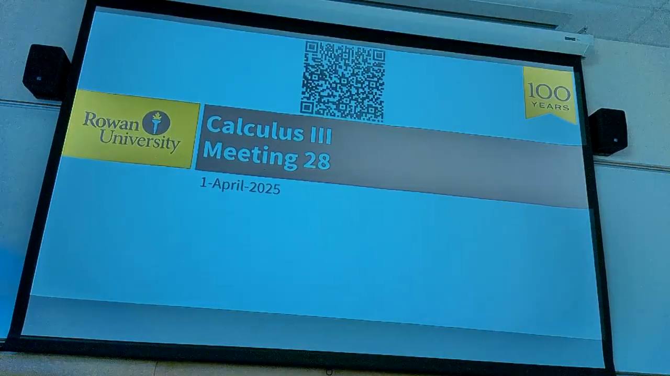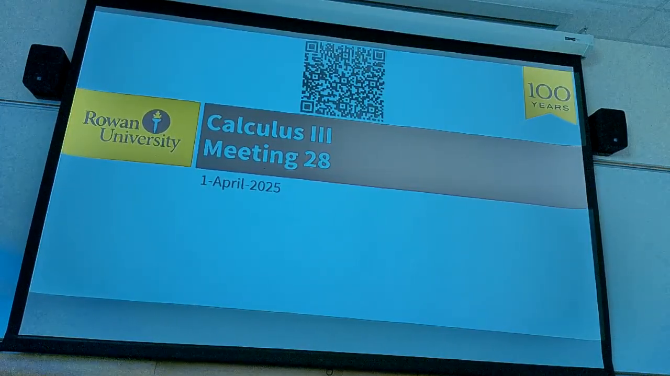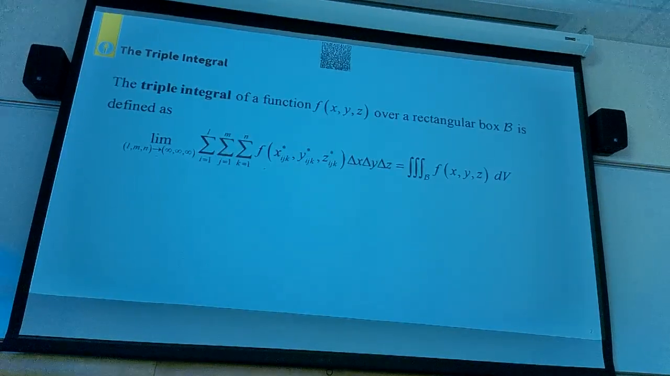We finished double integrals, I believe, last time, right? We get to look at the triple integral. And as before, we're going to define it in terms of a rectangular box. Again, a rectangular region is the easiest region, and it is now the limit of a triple Riemann sum.